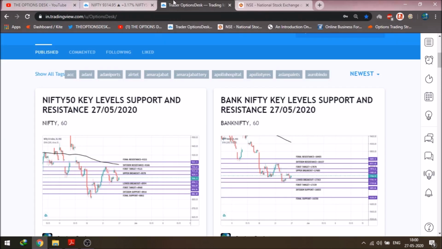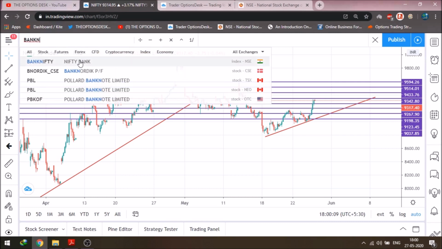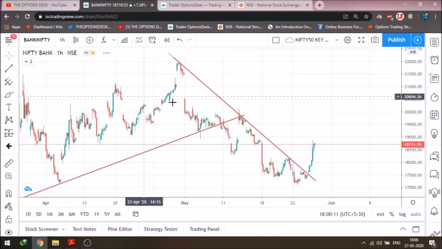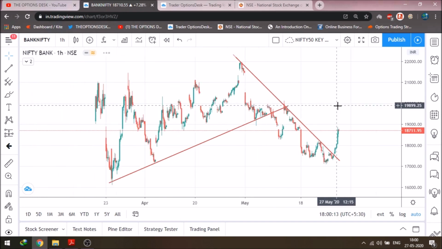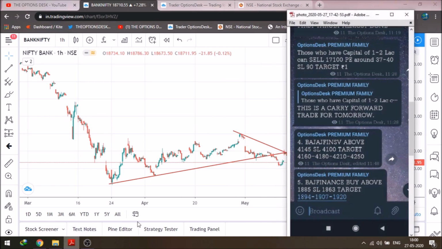So now let's see the Bank Nifty. As you can see, the Bank Nifty also gave a very tremendous move. Everyone has made a decent profit today. We also shared some very good levels in the Bank Nifty. I will share some levels that I shared in my group.